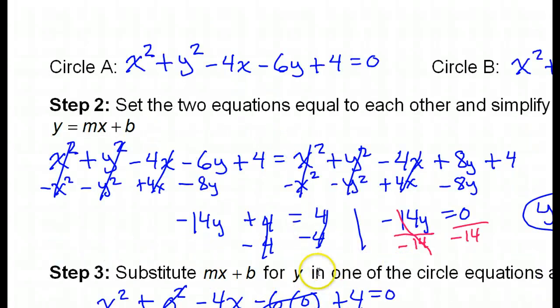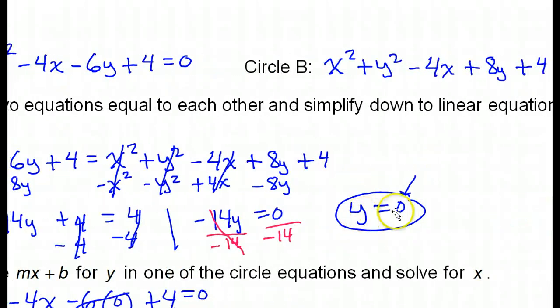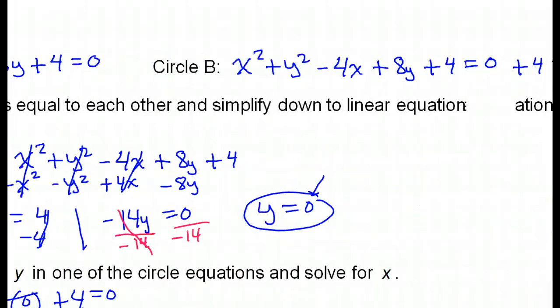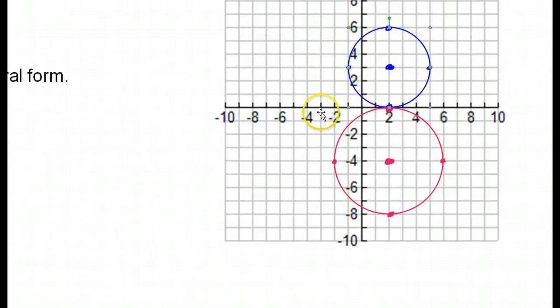Okay, so remember, when we set them equal to each other, we got this line, y equals 0. So we should graph that as well. y equals 0 is a horizontal line at 0. Okay, so that is this.